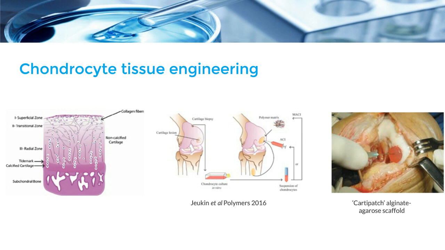And on the far right, you can see an image of Cartipatch being put into place within a knee. And this is an alginate agarose scaffold. And we can see from our data that alginate doesn't push the cells to become chondrocytes, or doesn't support them to become chondrocytes. So if we think towards the future for regenerative medicine, using defined hydrogels with a stiffness that tells the cells what to do, we can probably get a much better repair going forwards.